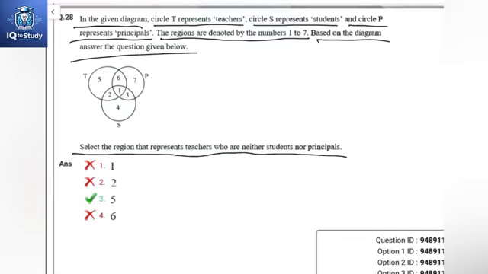So who are neither students nor principals means they should be teachers. So this part is only teachers, which is 5. So option 3 is correct, which is 5. So 5 teachers are neither students nor principals.